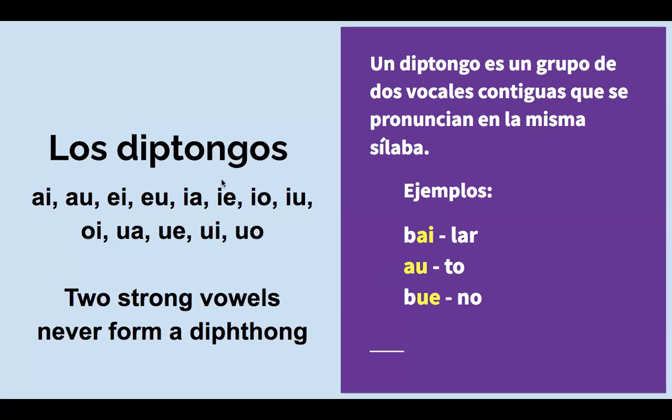This is a list of the diphthongs and more examples of diphthongs in Spanish. Bailar, auto, bueno. There must be at least one weak vowel to create a diphthong, because 2 strong vowels can never create a diphthong, because they automatically separate into separate syllables.